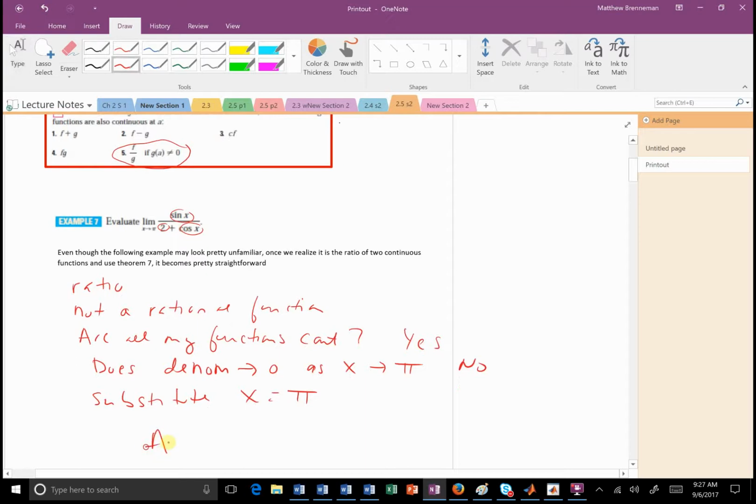So what is our answer? Let's go ahead and do it. The answer is equal to sine of pi over 2 plus cos of pi. Well, sine of pi is 0, so I don't even care about the bottom. It ends up being 0 over 1, which is 0. And that's it. Notice how nice this is. No pictures, no laws, and that's how we're going to approach this.